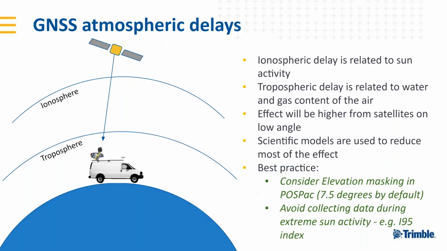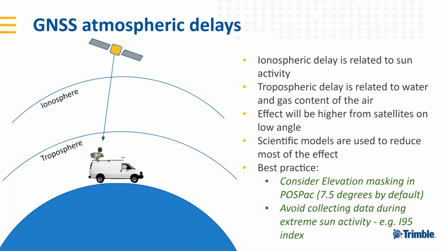All right, next thing, GNSS atmospheric delays. Our GNSS satellites are tens of thousands of kilometers above us, and the signals travel quite a long distance from the satellite to our receiver. Actually, in a simplified way, they travel through two different layers, and these layers are the ionosphere and troposphere. The ionosphere is high up, closer to the satellite, and both layers give us a small delay in the signal. We have to know this. The ionospheric delay is related to sun activity, and the tropospheric delay, which is lower, nearer to the ground, is related to the water and gas content of the atmosphere.